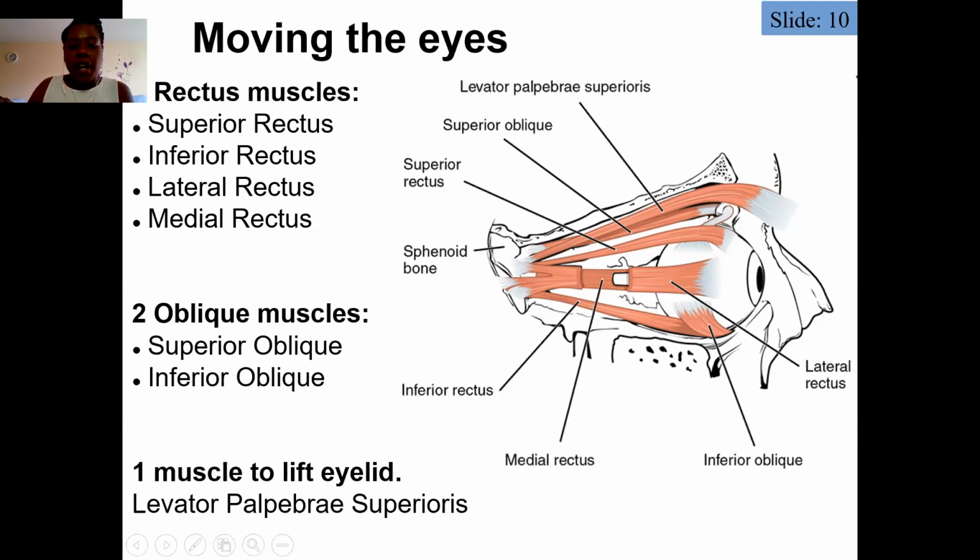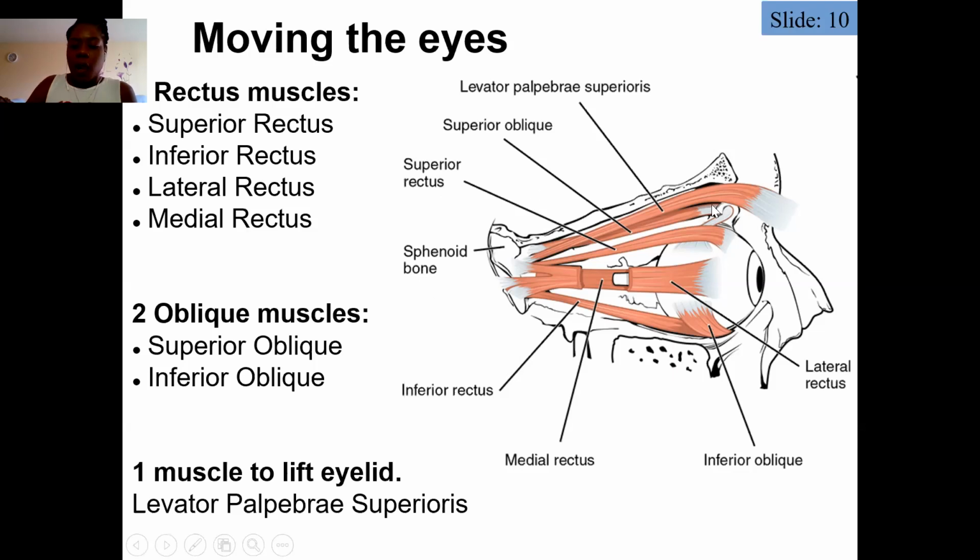And then lastly, we've got levator palpebrae superioris. This is the muscle that overlays the superior muscles right here. And this is responsible for opening up the eyelids. So this is what helps you to open up your eyelids. Not so much moving the eyeball, but opening the eyelids, which is obviously facilitating light entering the eye.